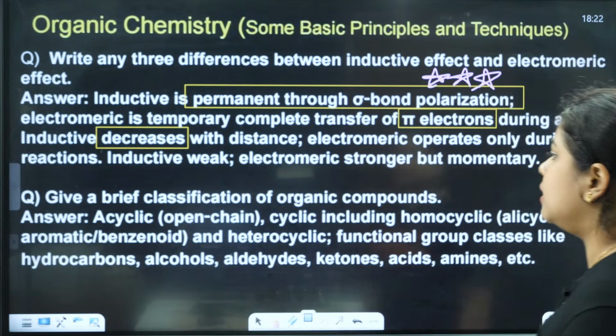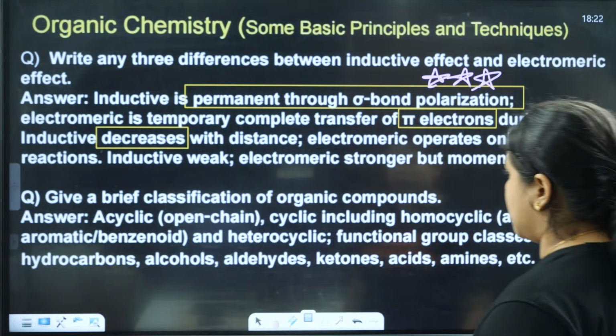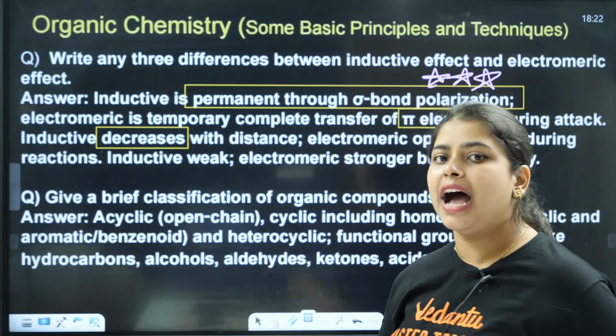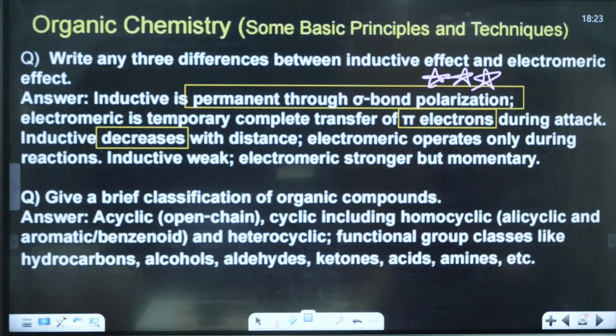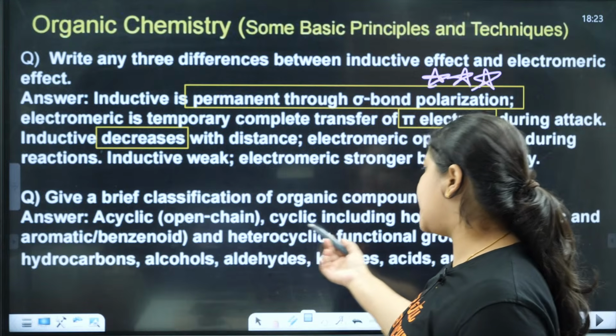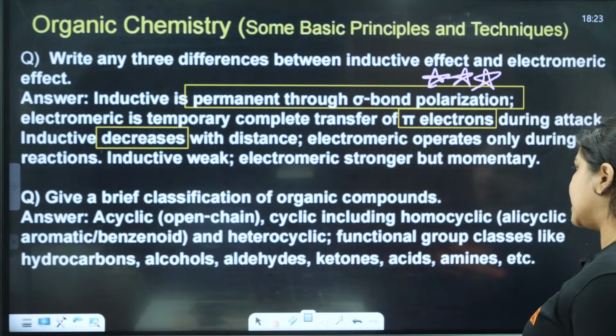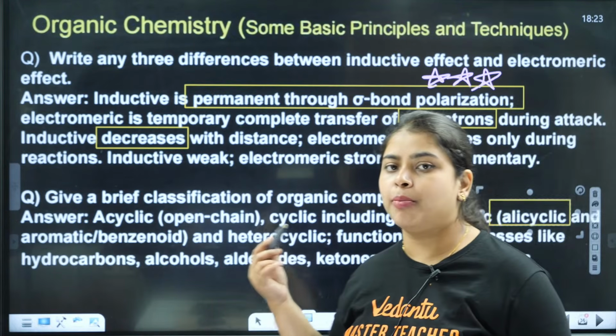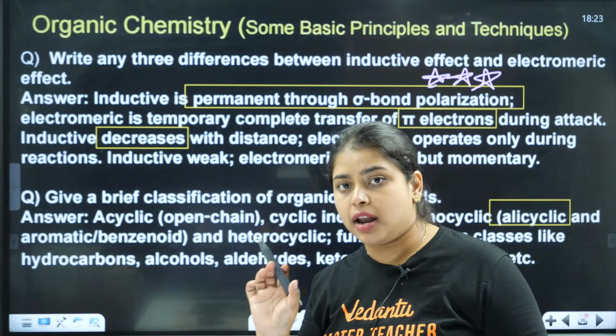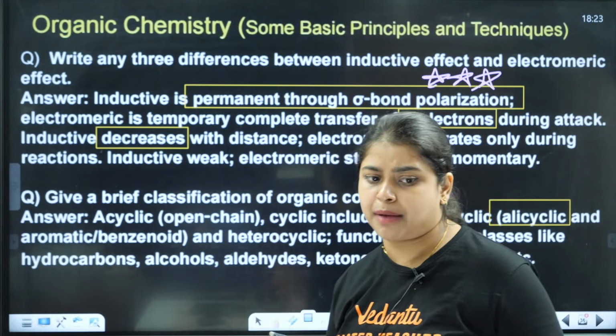Okay. Next, give the brief classification of organic compounds. Okay, brief classification of organic compounds. What are organic compounds? Tell me in the chat box. Acyclic, that is also called open chain, and cyclic includes what? Homocyclic, that is also called alicyclic, and aromatic, benzenoid. Aromatic and alicyclic, those two are very important. We use these words a lot in this chapter, okay?